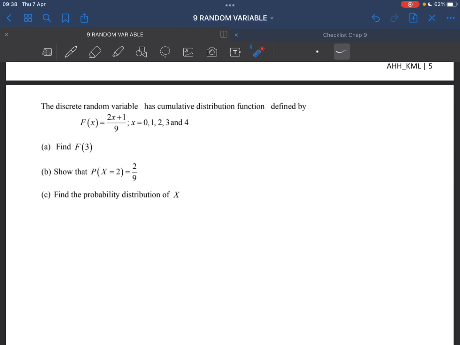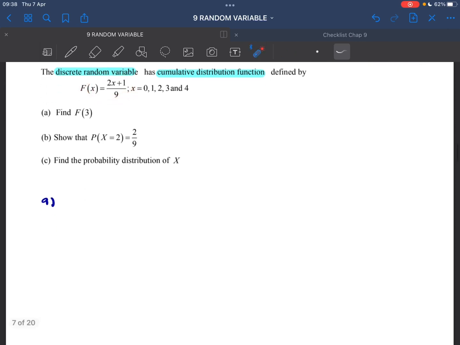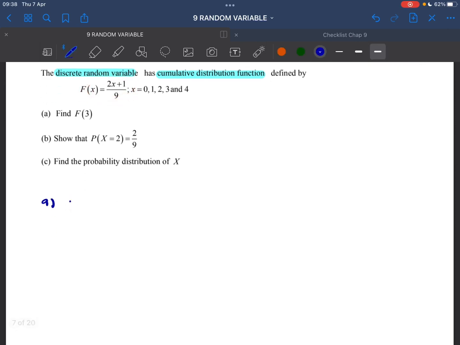Okay, so here we have the discrete random variable. Remember two things that you have to identify, and also it's given to us cumulative distribution function. So find F(3). So question A is very easy because this is already cumulative distribution. So what we have to do to find F(3) is just substitute 3 into the function, to multiply by 3 plus 1 over 9. So we have 7 over 9. Okay. B, show that P(x equals to 2) is equals to 2 over 9.